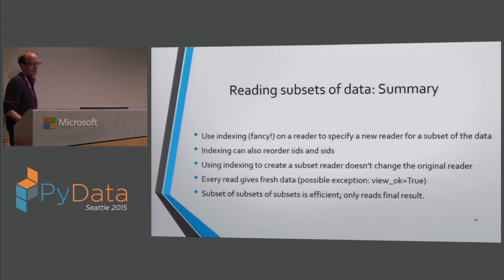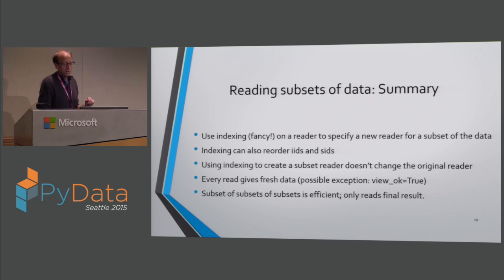So looking at how we do the subsetting, we can use indexing on a reader to specify a new reader for just the subset of the data. Indexing is also useful for reordering rows and columns, the IDs and SIDs. Using indexing to create a subset reader doesn't change the original reader. Every read will give us fresh data unless we say view OK, in which case it's allowed to share data if it wants to. And subsets of subsets of subsets, indexing on top of indexing, all that's fine. The read will only read the final data to the degree that that's practical for it.